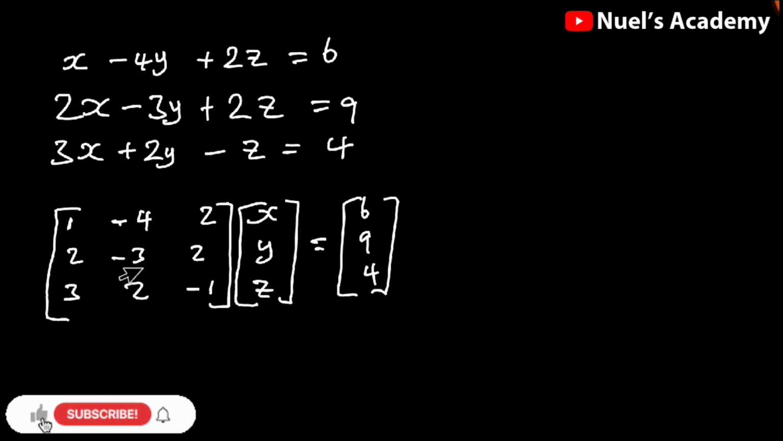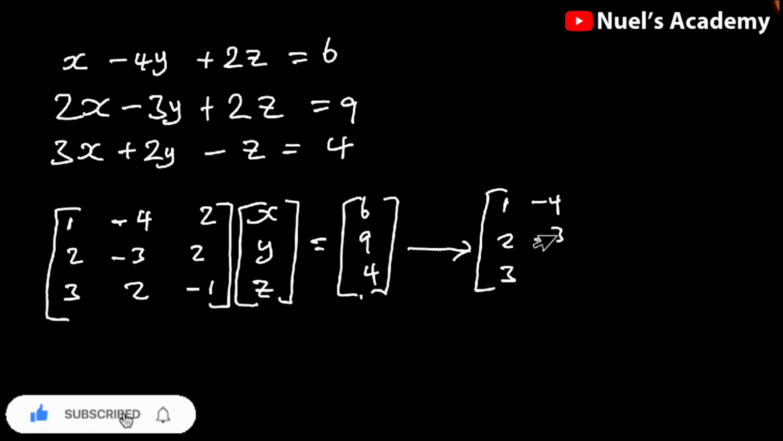The second thing we are going to do now is to form the augmented matrix by including these constants into this matrix, but we're going to place them at the right hand side of this coefficient matrix. So when we do that, we're going to have 1, 2, and 3. We have -4, -3, 2. We have 2, 2, -1. Now we include the constants, which is 6, 9, and 4. Then let's close this matrix.